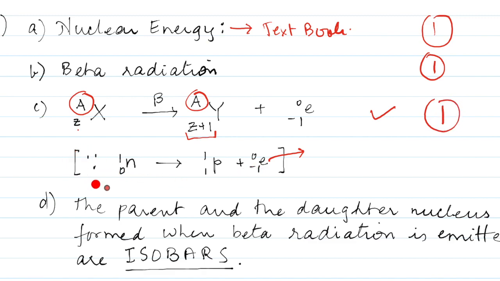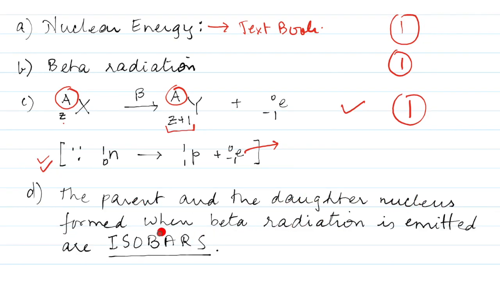Now you will say, should we write this, should we not? It's better to write, it impresses your examiner. So examiner knows that you are thorough. Okay, come to D. The parent and the daughter nucleus formed when beta radiation is emitted, they are isobars. So why are they isobars? Because the mass numbers are the same and the atomic numbers are different. So this is the term isobar for the nuclei like this.